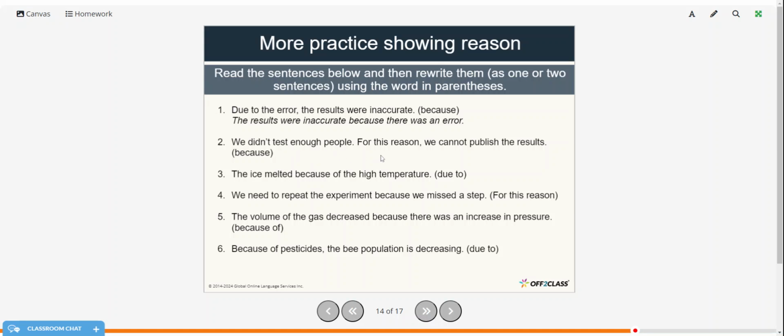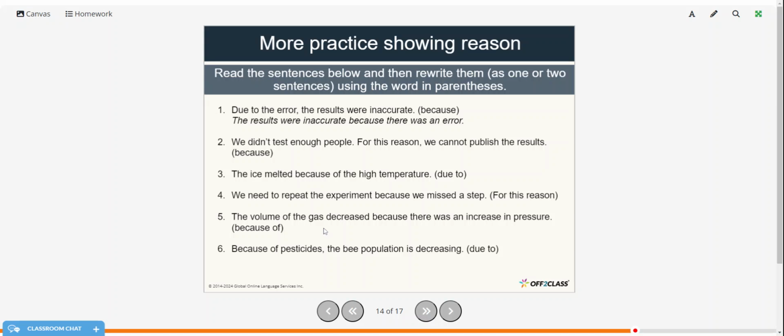We didn't test enough people. For this reason, we cannot publish the results. So we cannot publish the results because we didn't test enough people. The ice melted because of the high temperature. We could say the ice melted due to high temperature. We need to repeat the experiment because we missed a step. We missed a step. For this reason, we need to repeat the experiment.